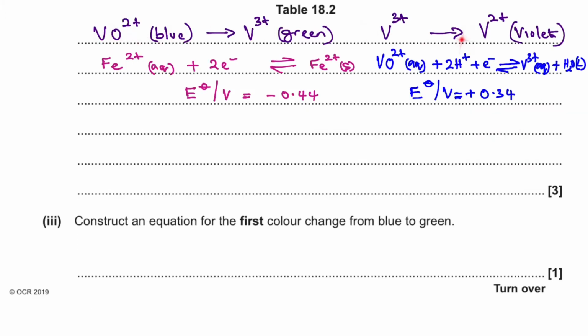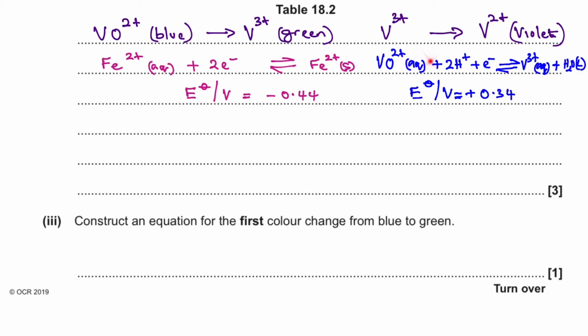So from the table and the question given, VO2 plus, which is blue, turns into V3 plus, which is green, and V3 plus turns into V2 plus, which is violet. So what we're looking for is that one, and that one is this one here. From the table, it's number 4: VO2 plus aqueous plus acidified, which is 2H plus, and an electron, because that should then give V3 plus and water.